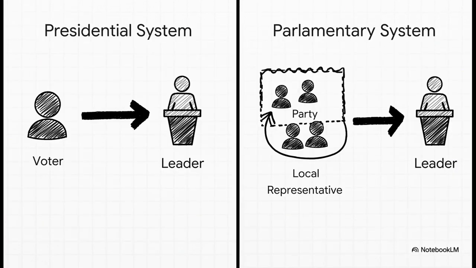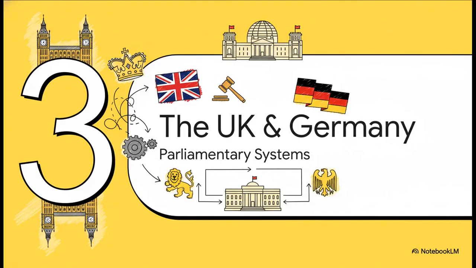So, if we boil it all down, the crucial point is this. In a presidential system, you cast a vote specifically for the top job. In a parliamentary system, you vote for your local rep, and that vote, when added up with everyone else's, determines which party, and therefore which leader, gets to take charge. Okay, enough theory.